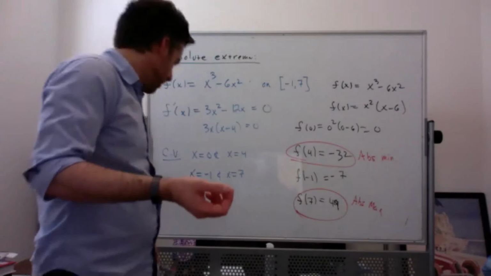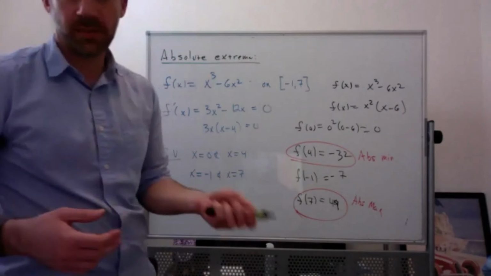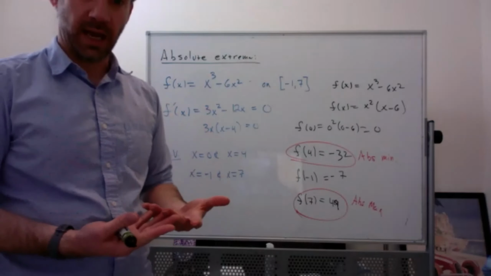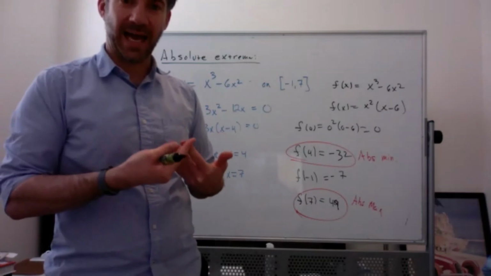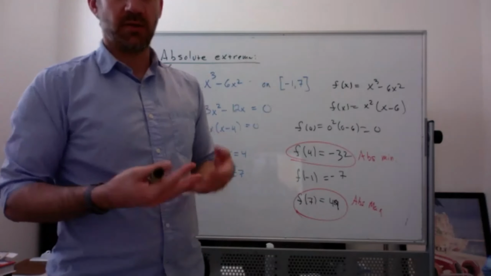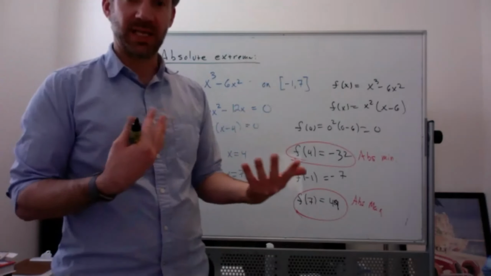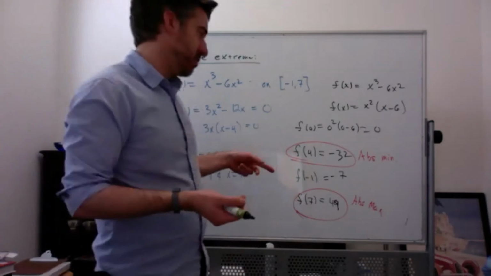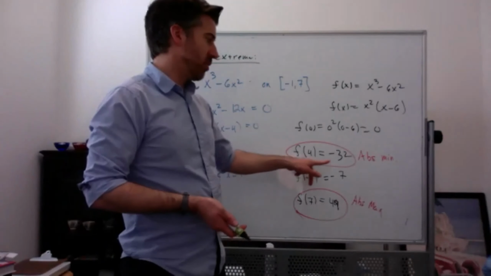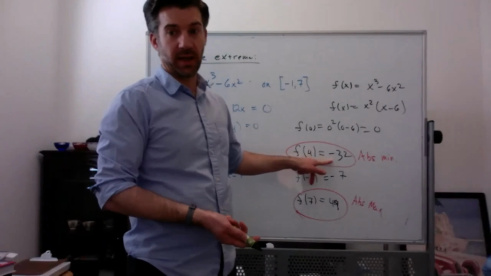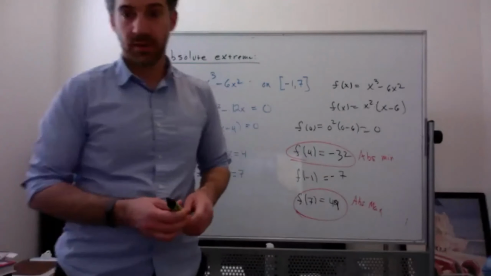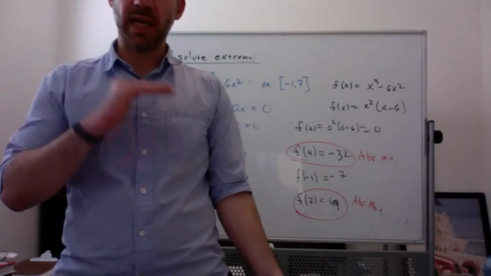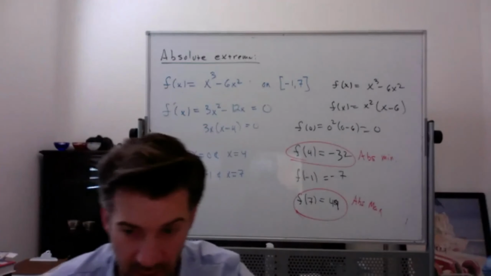A few things about the language here. I would say we have an absolute maximum of 49. It occurs at x equals 7. So the value is always the y value, and the place where it occurs is always the x value. In a similar way, I'd say I have an absolute minimum at x equal to 4 with a value of y equal to -32. So the absolute minimum value of this function is -32. The absolute maximum value of this function is 49 on this interval.